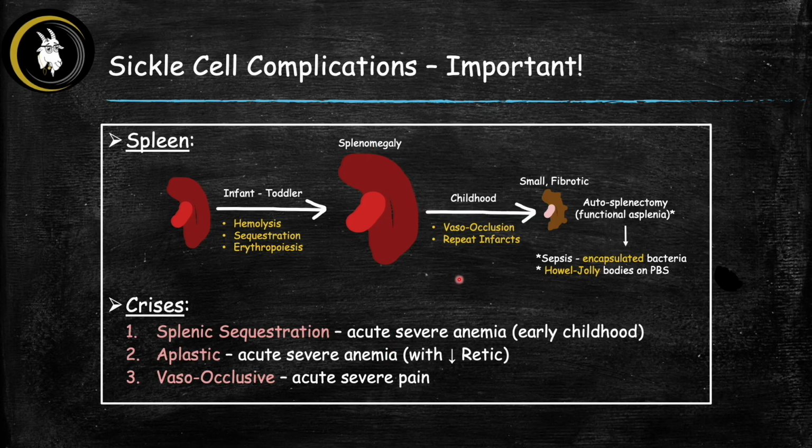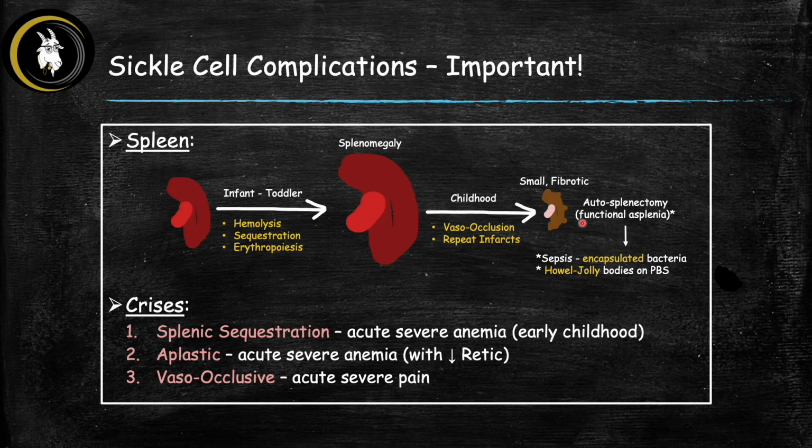But later during childhood, the spleen is going to shrink. This is because of vaso-occlusion, which causes repeated splenic infarcts. So as a consequence, the spleen is going to become small, fibrotic, and non-functional. And this is known as autosplenectomy or functional asplenia. So during childhood and for the rest of life, this is going to be the status of the spleen. The major clinical consequence of this is increased risk of sepsis from encapsulated bacteria, as we just talked about.